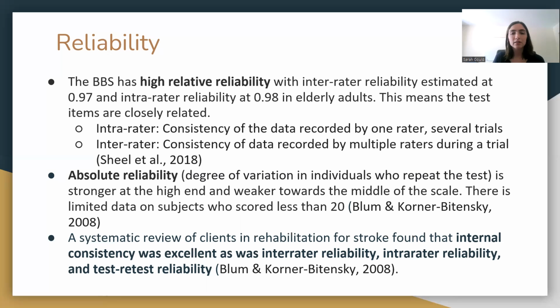Absolute reliability is the degree of variation in individuals who repeat the test. And it has been found to be stronger for individuals who score towards the high end of the scale and weaker as you get more towards people who score in the middle and the lower ends of the scale. So it seems to be a little bit less reliable for people who score lower on the scale. Part of that is because there just isn't a lot of data out there on people who have scored less than a 20, and whether, if they repeat the test later, they are going to score really low again. So definitely more data is needed there.